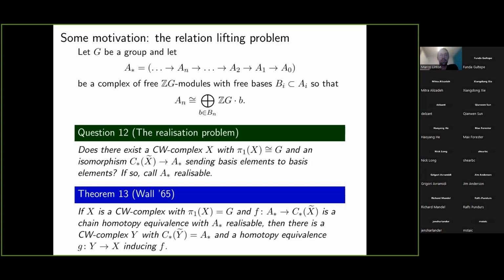And I'm going to essentially tell you that this is equivalent to the relation lifting problem, and so it's not always realizable. Nevertheless, if you can show that certain types of chain complexes are realizable, then you have a way of detecting certain properties of CW complexes just from chain homotopy equivalences of complexes.